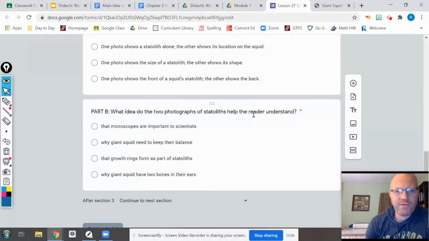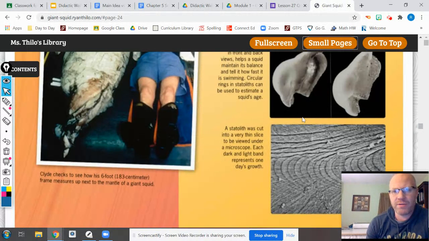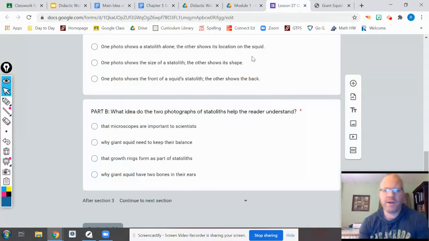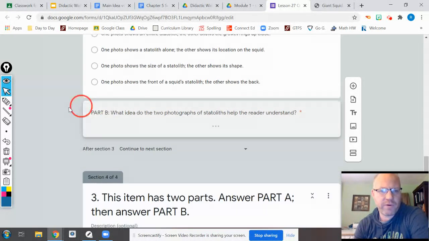What idea about the two photographs of statoliths help the reader understand? So what are they trying to help you understand by showing you these pictures? What do they want you to know? That microscopes are important to scientists? Why giant squid need to keep their balance? That growth rings form as part of the statoliths? Why giant squid have two bones in their ears? So what is the reason to show those photographs?